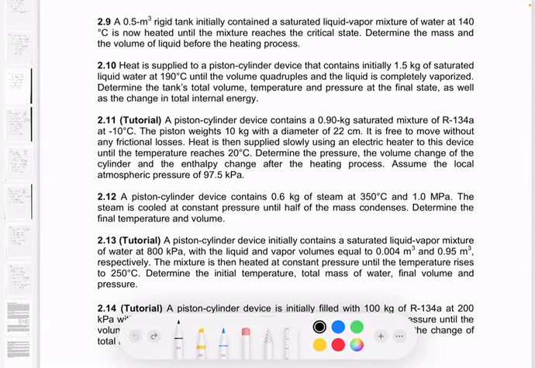Okay, so question 2.11. A piston cylinder device contains 0.9 kilograms of saturated mixture R134A at -10. The piston weighs 10 kilograms with a diameter of 22 centimeters and it is free to move without friction. Heat is supplied until we reach a temperature of 20 degrees Celsius. Determine the pressure, the volume change, and the enthalpy change. Assuming local atmospheric pressure is 97.5. It's a bit lower than we normally assume it to be, but that's okay.